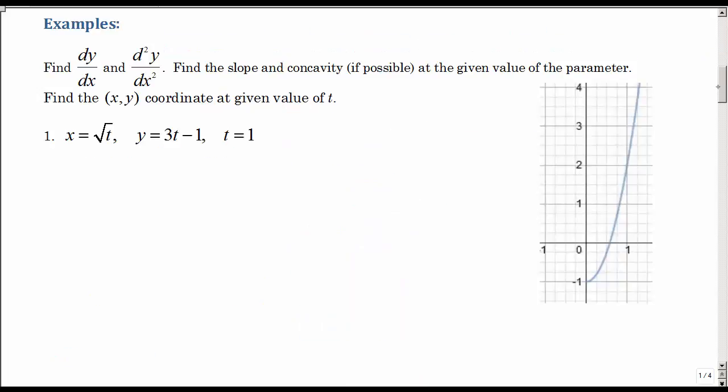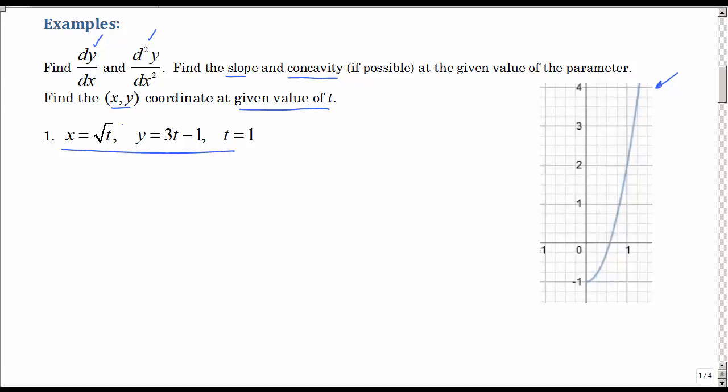So let's just practice a few of these. We're asked to find the first and the second derivative. In other words, we're going to find the slope and concavity, if it's possible, at the given value of the parameter. So we're going to find the xy coordinate at a given value of t, and find the first and second derivative, meaning the slope and concavity. I've given you the graph of the set of parametric equations, just so we can see it. Looks like half of a parabola.